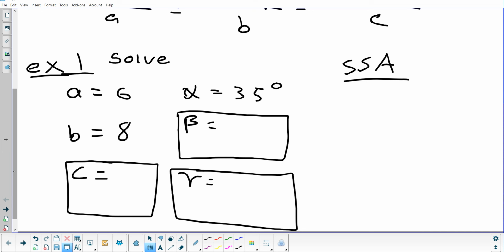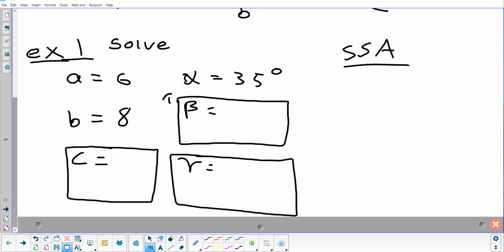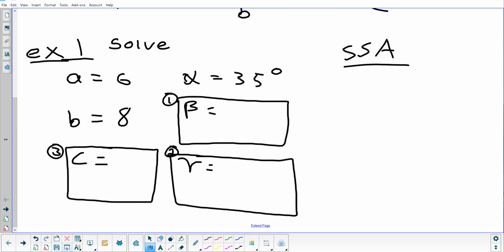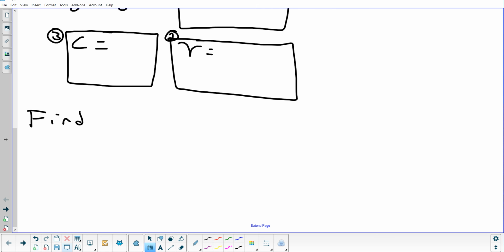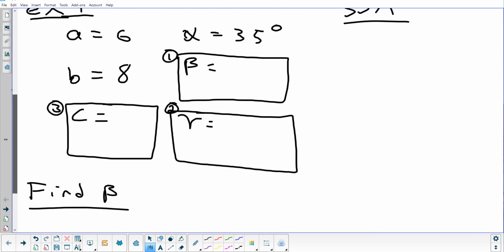All right, so let's start to solve it. What do I have to find first? Yeah, can you tell me what I got to find first? Beta. Yep. So beta will be the first thing we do. Gamma will be the second. And C, that will be the last. All right, so let's set this up to find beta. So Dylan, can you tell me what I could put on the left-hand side to get this set up for beta?